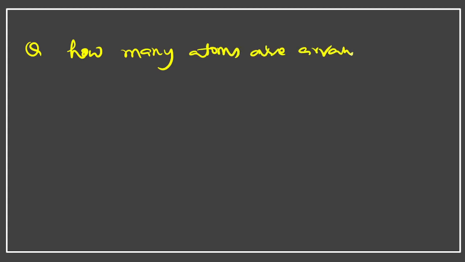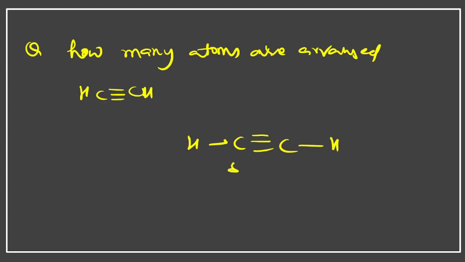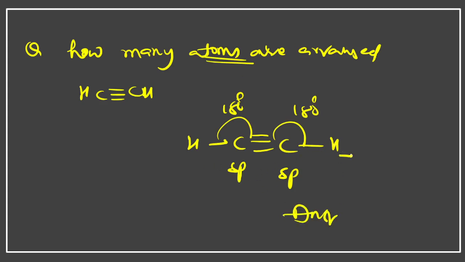Have a look at the next question. How many total atoms are arranged linearly? Have a look at CH triple bond CH. It is HC triple bond CH. It is sp, and its bond angle is 180 degrees. How many atoms are arranged linearly? They are asking about atoms. Atoms means 1, 2, 3, 4. The answer is four atoms.